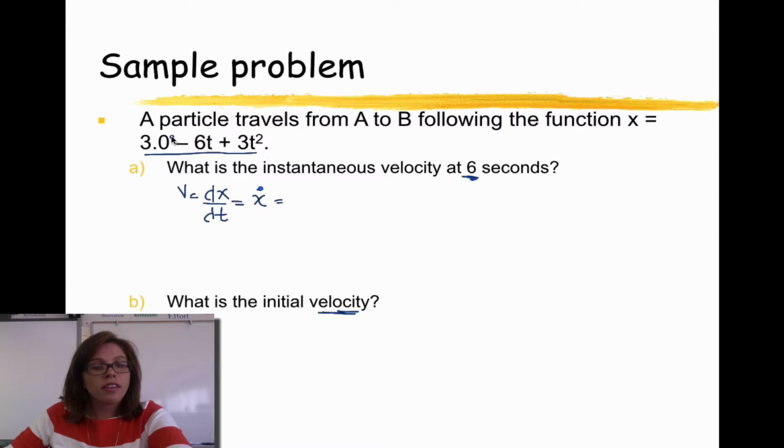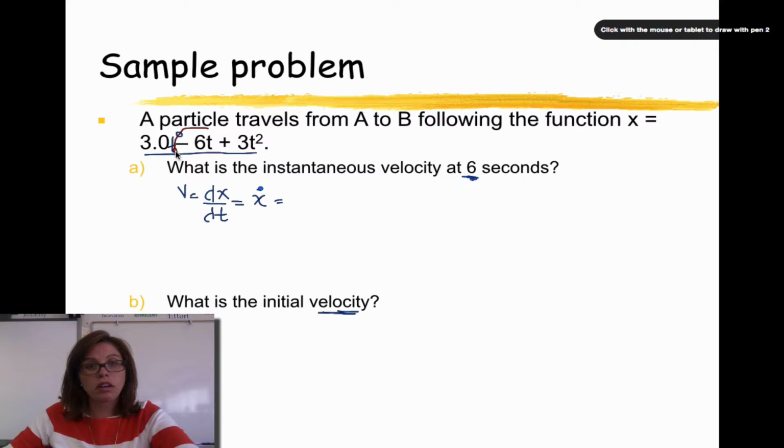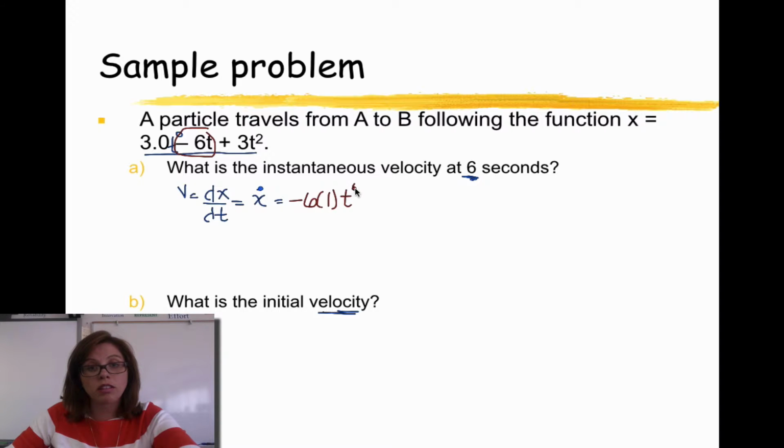Since there's no t in the first term, it's t to the 0. If we bring down the 0, anything times 0 is 0, so the derivative of 3 goes away. The derivative of minus 6t, which is t to the 1, is minus 6 times 1 times t, and then you subtract 1 from the exponent, so t to the 0.